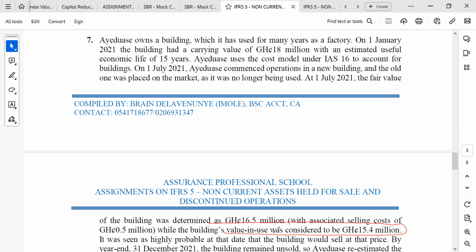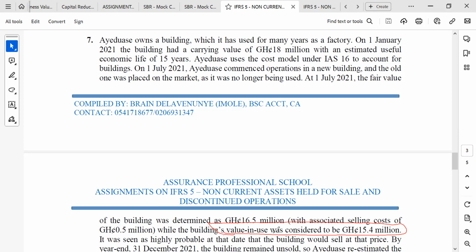You either continue using the asset or you sell it. But for the non-current asset held for sale, the purpose is that the company wants to recover the carrying value of the asset through sale. We are not going to continue using the asset. If you are going to continue using the asset, that will not be classified as held for sale in the first place. So it means that for held for sale, for IFRS 5, value in use is what?